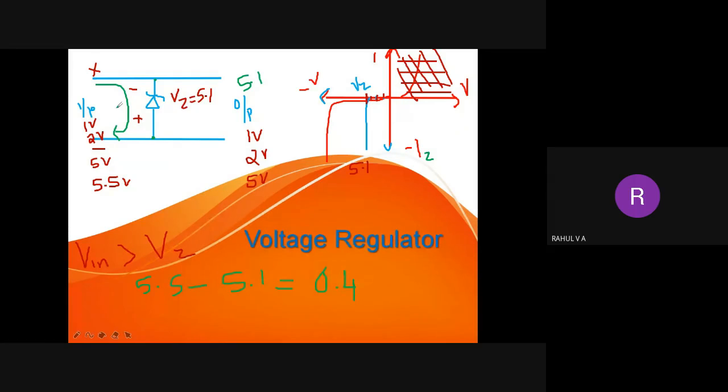And output will be 5.1. Okay, so suppose if I am applying 7 volt, again it is the same case. It is in the breakdown region only. So voltage is constant after 5.5 volt, 5.1 volt.